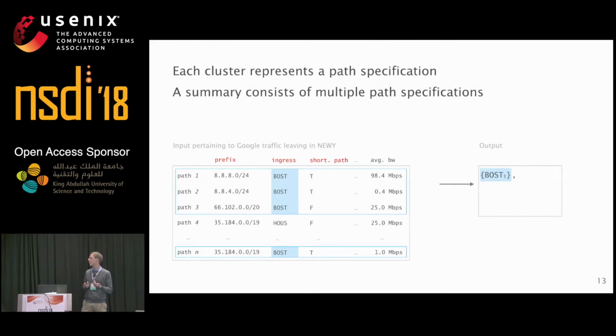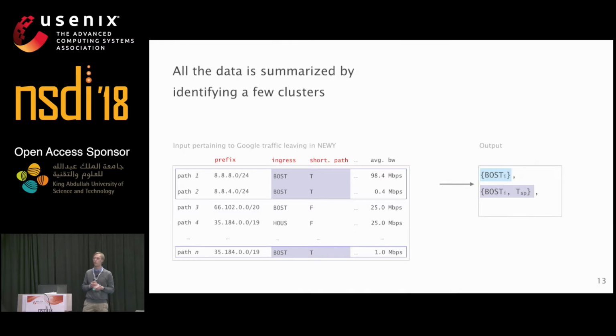But if we take another cluster, for example, this one, it could be ingress Boston, and all the paths follow the shortest path. Now, such a path specification describes all the paths which have those feature values. And the summary in Net2Text consists of multiple of those path specifications. So we can take yet another one and return this to the next stage.